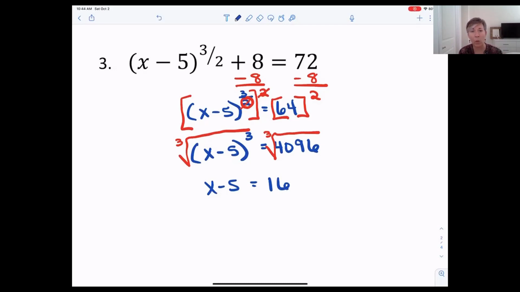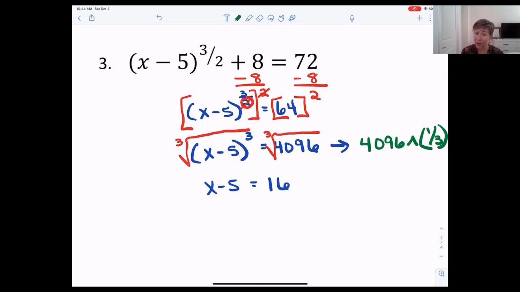Now, you may be wondering how we get the 16. Your calculator may have a cube root. If not, you can put it in your calculator as 4,096 to the power of, and be sure you put this fraction in parentheses, 1/3. You can write it as that fractional exponent, and that will give you the 16. So if your calculator has a cube root, go ahead and put in the cube root. Otherwise, even if you have a scientific calculator, you could put it in this way.